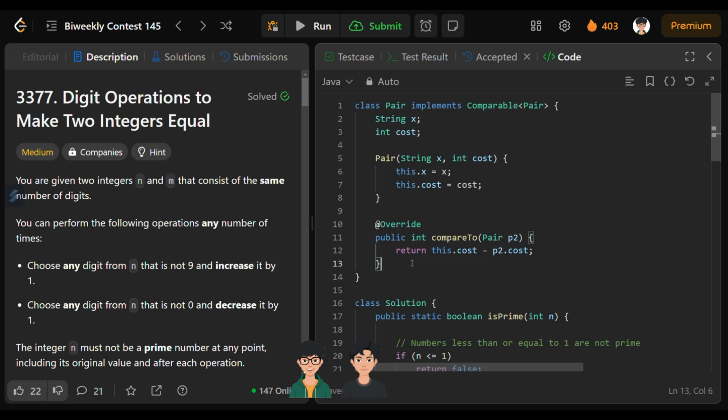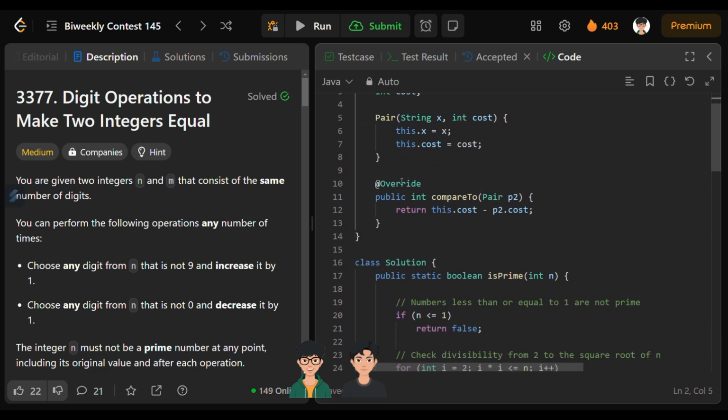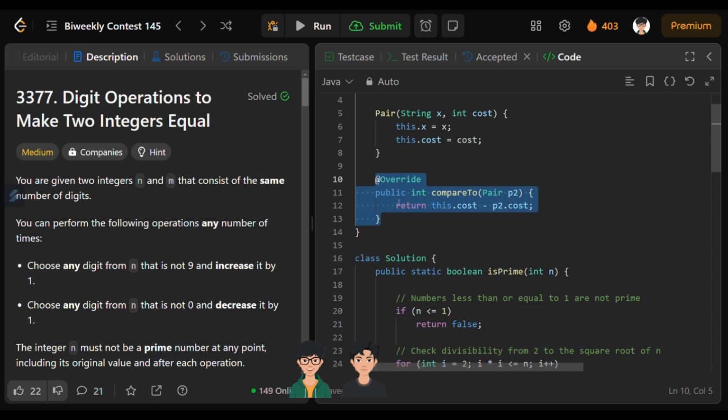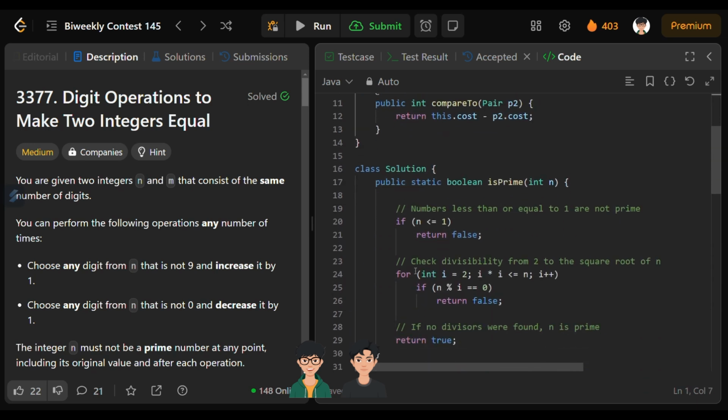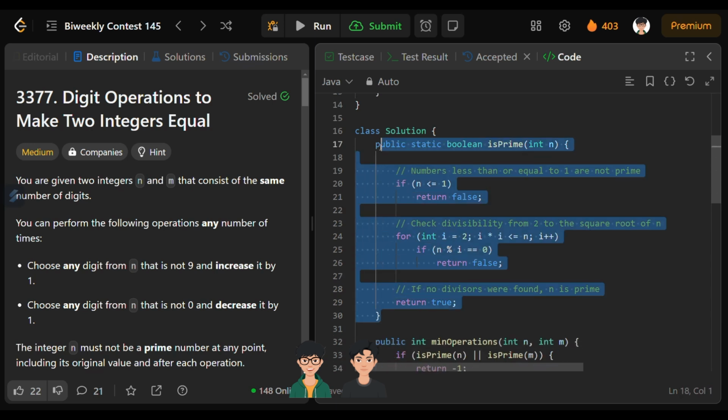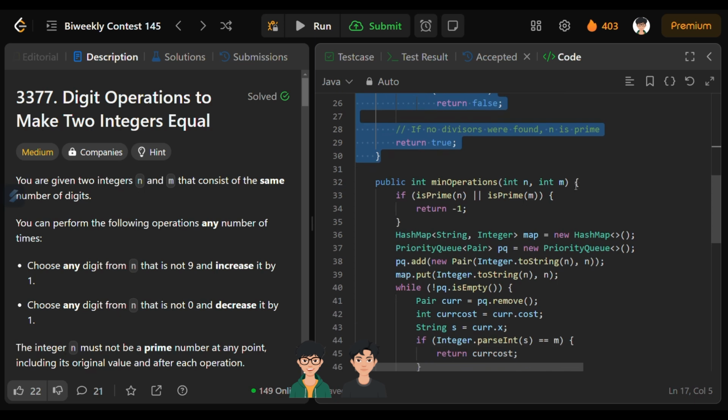Every node will contain two things: the cost of reaching that node from the source, and the string x, which is the number in string form. And this is the logic to get those pairs in ascending order from the priority queue. This is the logic to check whether a number is prime or not. Now this is the main thing.